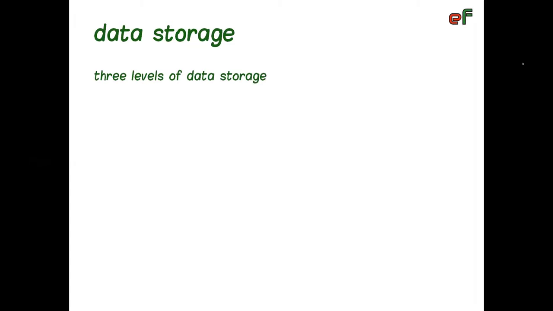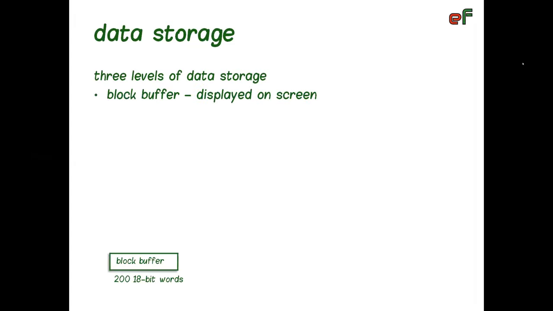There are basically 3 levels of data storage in Etherforce. First is a block buffer located in the video module. It has capacity of 218-bit words, and its content is continuously read and displayed by the video module. Only during vertical synchronization pulse, the buffer is accessible to the rest of the system.